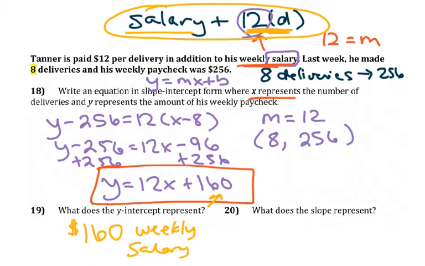What does the slope represent? What does the 12 represent? So in this problem, 12 what? It's $12 per delivery.